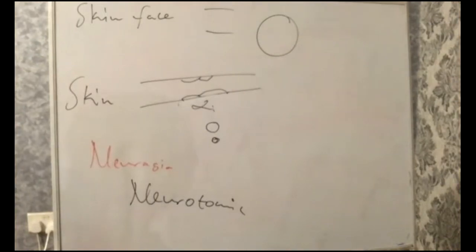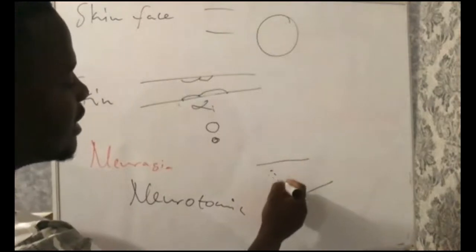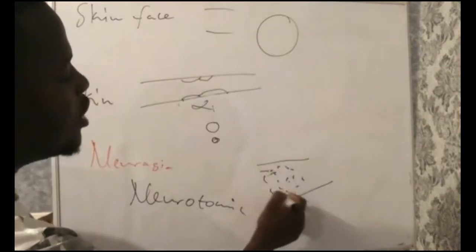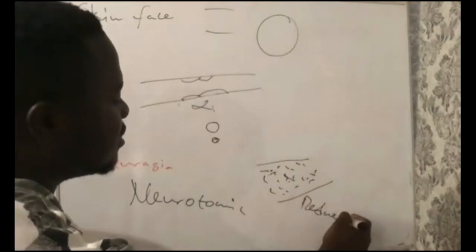So we are talking about hyperemia. Hyperemia means that when blood vessels become congested with blood, it shows as a sign of what? Redness and stuff like that. That is hyperemia. Okay.